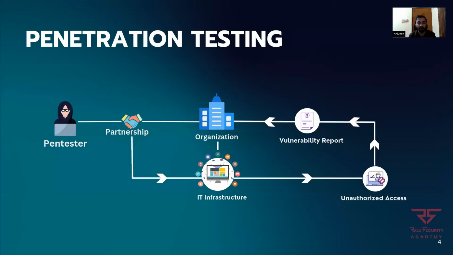Next, gray box testing. Gray box is a mixture of both black box and white box. You get half of the information and not the other half. So these are the three different types of testing.